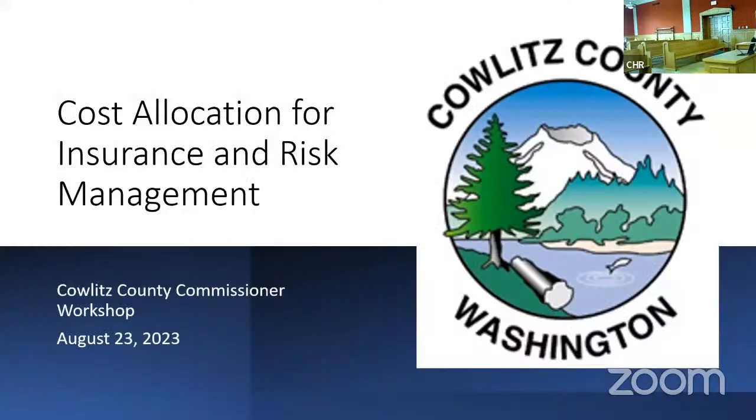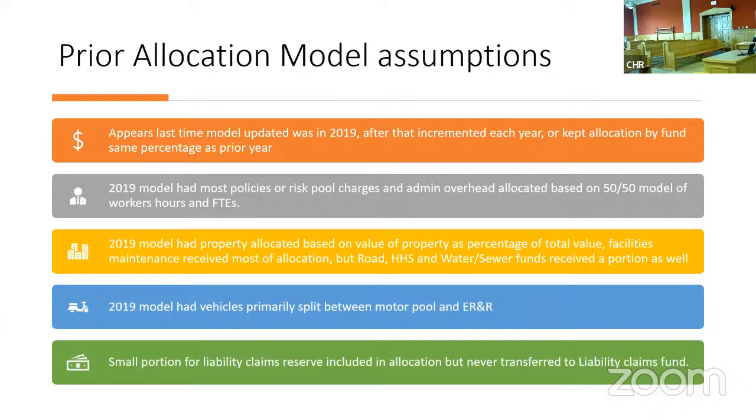So when I looked at the allocation, the prior models, there was one done in 2019. And it looks like that's the last time the model was actually updated. They basically were just doing an increment every year.